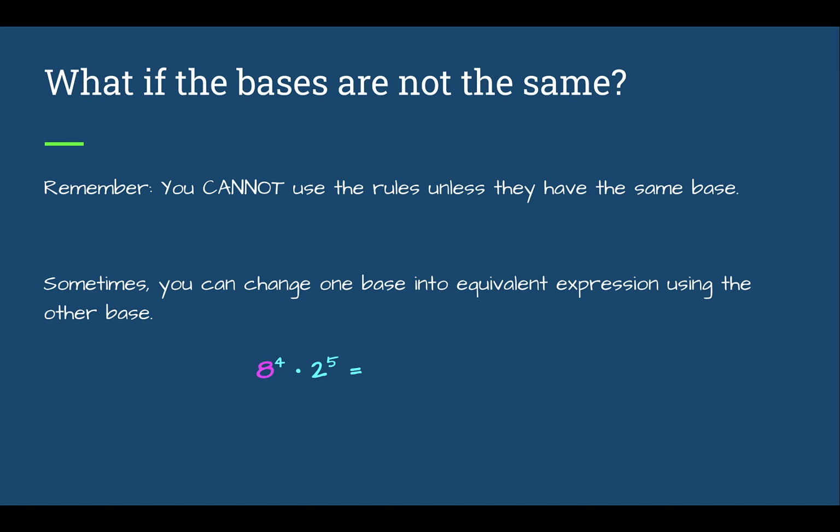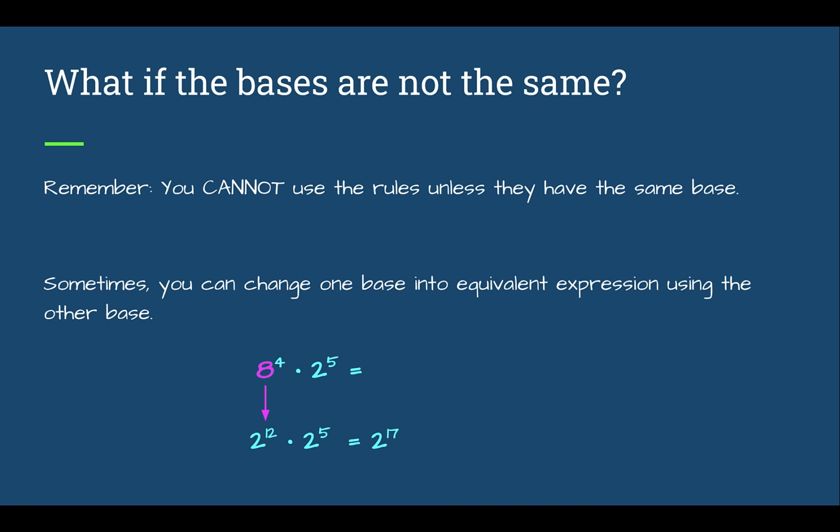However, that base of 8 can be written as 2 to the 3rd power. 8 is 2 times 2 times 2. So if we change the 8 into 2 to the 3rd power, then I could raise it to the 4th power, and I'd end up with 2 to the 12th. Now I can multiply that by 2 to the 5th, add the exponents, and it would be equal to 2 to the 17th power. If you were to use a calculator and multiply out 8 to the 4th times 2 to the 5th, you would get the same answer as 2 to the 17th.